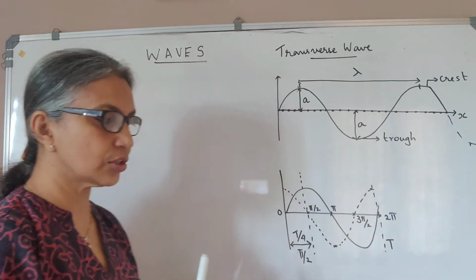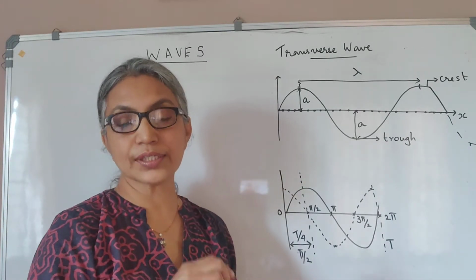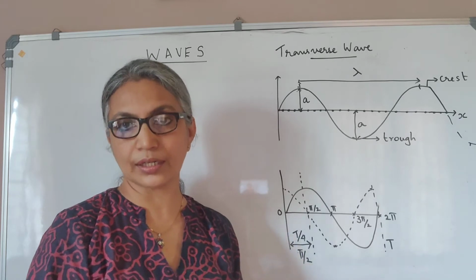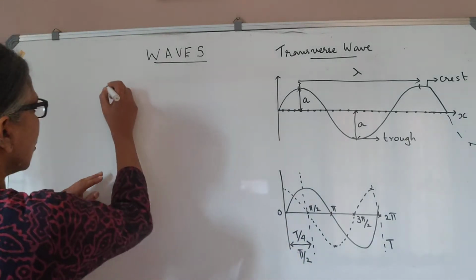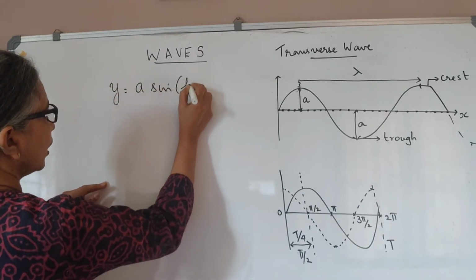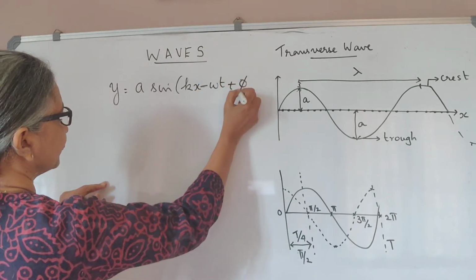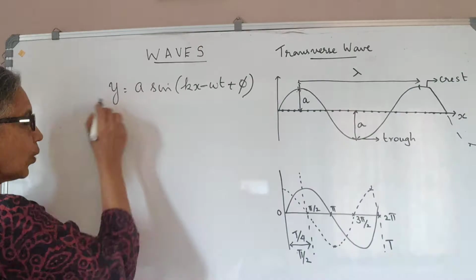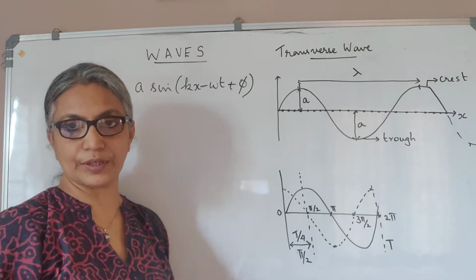Now, as we enter into traveling waves, or what we call progressive waves, we have a displacement relation which can represent a traveling wave or a progressive wave, given as y equal to A sine (kx minus omega t plus phi). This represents a traveling wave or a progressive wave.